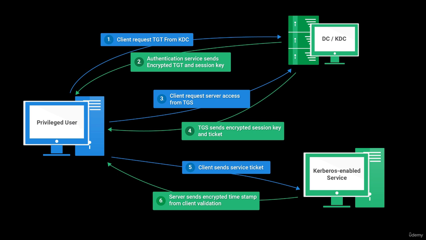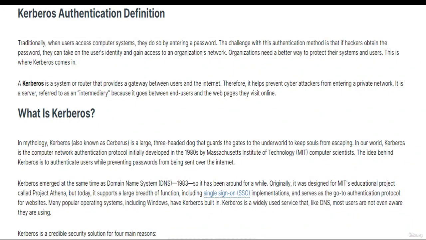Kerberos enabled service connected with privileged user, and DC KDC also connected with privileged user, and some information, some work strategies like client requests TGT from KDC, authentication service sends encrypted TGT and session key, client requests server access from TGS, sends encrypted session key and ticket, client sends service ticket, server sends encrypted timestamp for client validation. So, Kerberos enabled service.